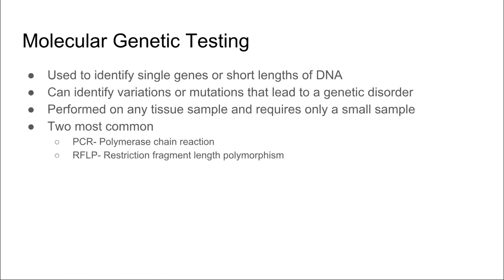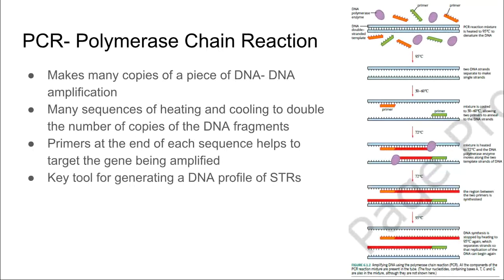Molecular genetic testing is used to identify single genes or short lengths of DNA, and these can identify variations or mutations that in fact lead to a genetic disorder. To analyze these, we can use tissue samples, and we only require a small sample to allow this to take place. The 2 most common technologies used to undertake molecular genetic testing are PCR, polymerase chain reaction, and RFLP, restriction fragment length polymorphism.